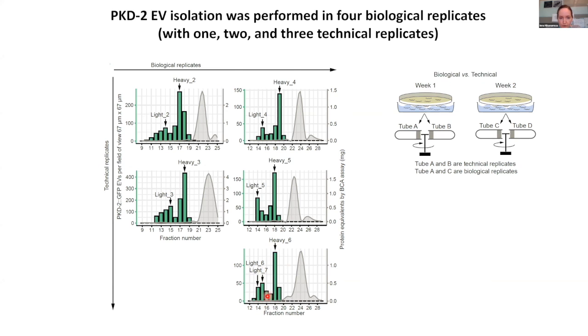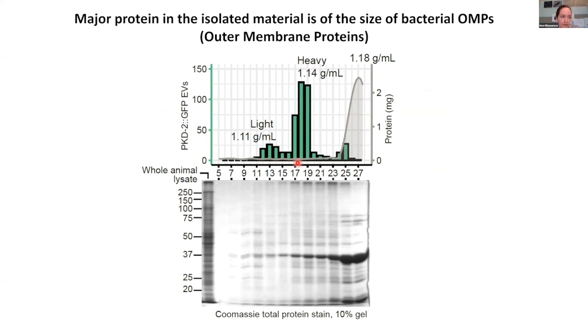So you can clearly see two peaks in every fraction, more or less. But before submitting to proteomics, we wanted to know how the protein profiles look on a gel. And so here's the typical profile. You can see that the majority of the protein, which we think is OMP, outer membrane protein, is highly enriched here. It's about 37 kilodalton, and it also leaks into other fractions, especially the heavy PKD2 enriched fraction.